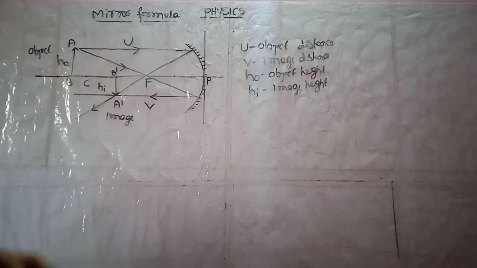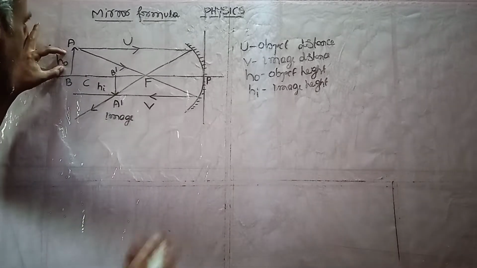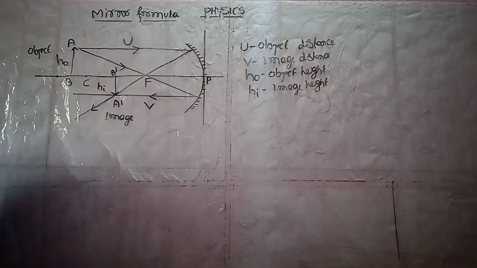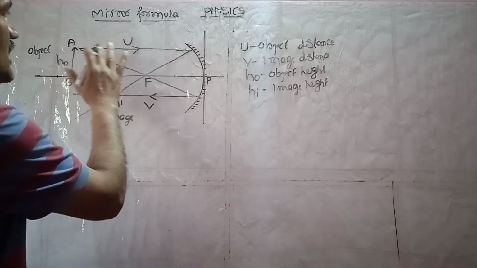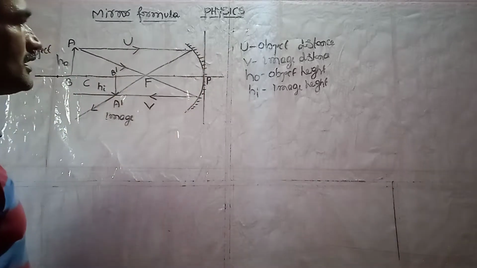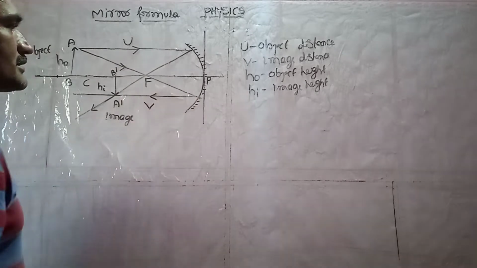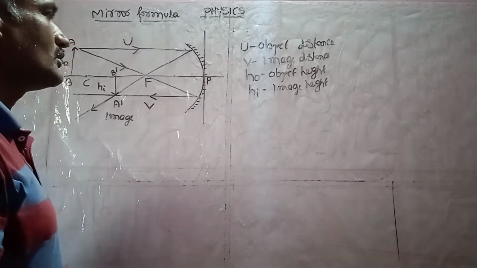A dash is the image. Let ho be the object height and hi be the image height. Let u be the object distance from the pole of the mirror, and this is v, the image distance. So try to keep these symbols in mind.